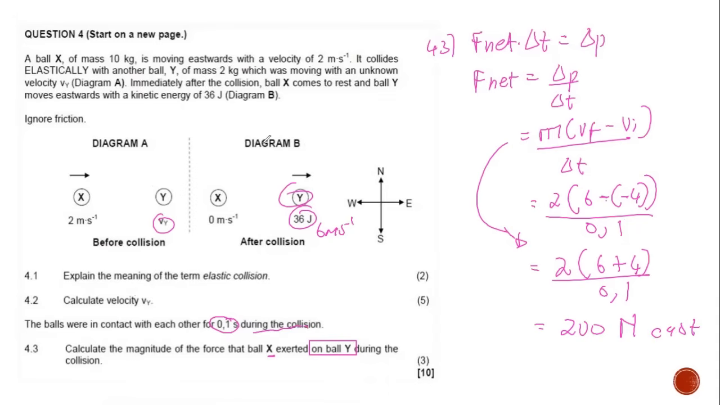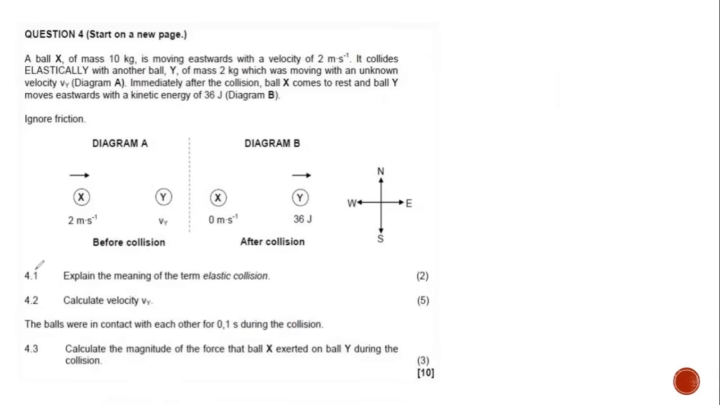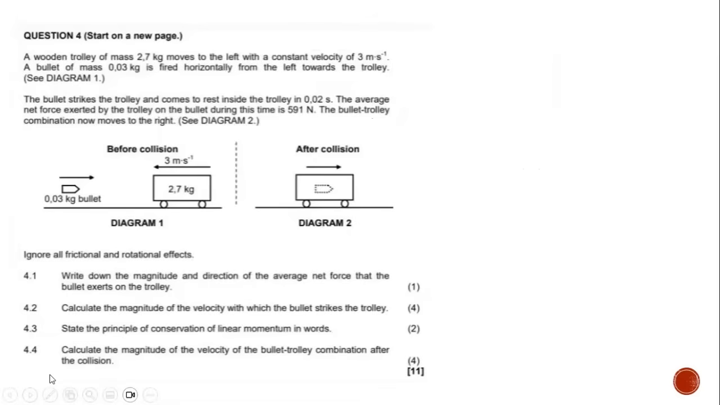And then it does make sense because X is coming from an eastern direction, meaning it's exerting an eastward force on ball Y. Okay, then 10 marks like that, in the bag. Then, okay, let's proceed. Do we have another question? Yes.